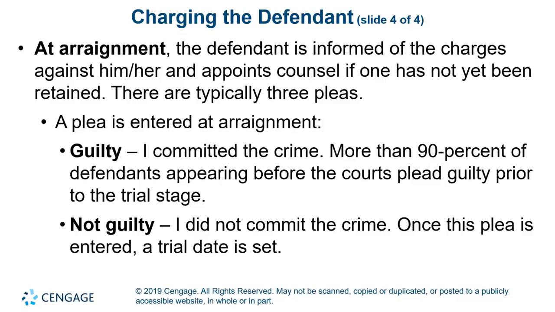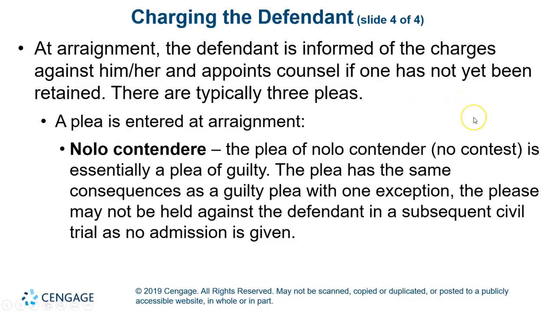First would be guilty, which means that I committed the crime, and more than 90% of defendants appearing before the courts plead guilty prior to a trial. Next would be not guilty, which means I did not commit the crime, and if that plea is entered, then a trial date will be set. And then the last one is what they call no contest or nolo contendere.